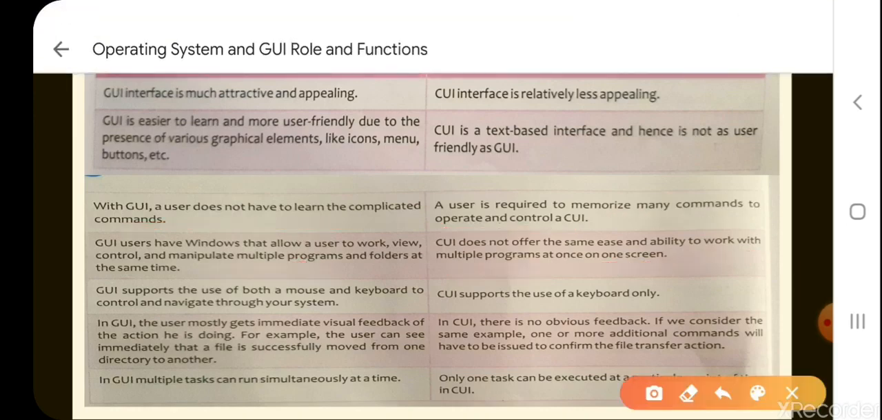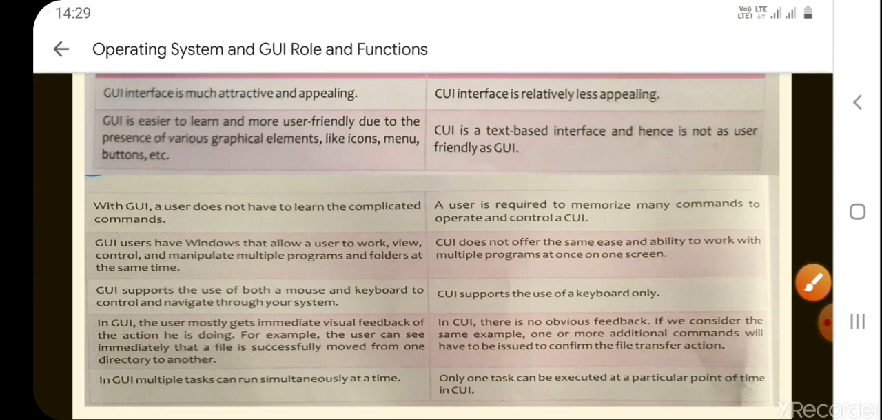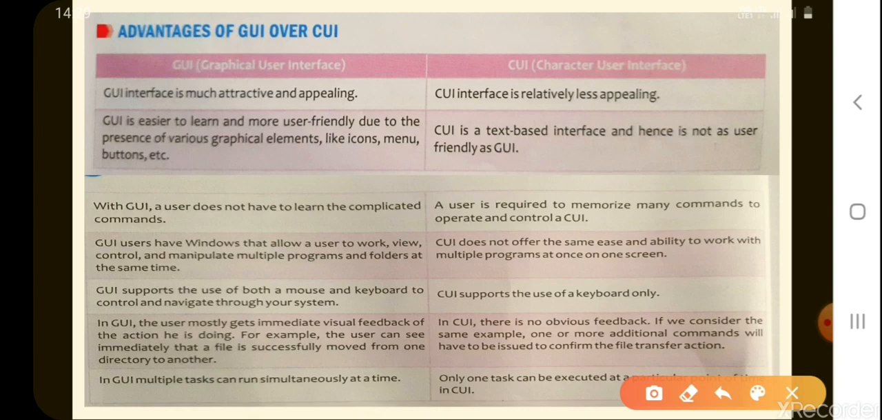Next, GUI supports the use of both mouse and keyboard, but CUI only supports the use of keyboard. You cannot use the mouse in the CUI, but you can use both mouse and keyboard in the graphical user interface. The next advantage is that in GUI, the user mostly gets immediate visual feedback of the action he is doing. For example, the user can see immediately that the file is successfully moved from one location to another or from one directory to another. But in CUI, there is no feedback.